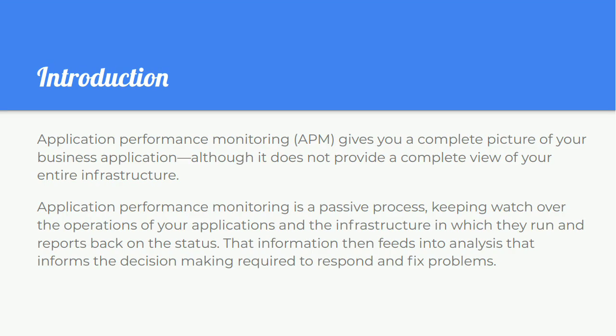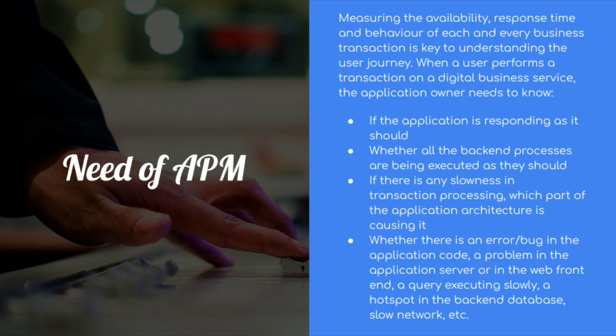Introduction. Application performance monitoring gives you a complete picture of your business application. Although it does not provide a complete view of your entire infrastructure, application performance monitoring is a passive process, keeping watch over the operations of your applications and the infrastructure in which they run, and reports back on the status. The information then feeds into analysis that informs the decision making required to respond and fix problems.